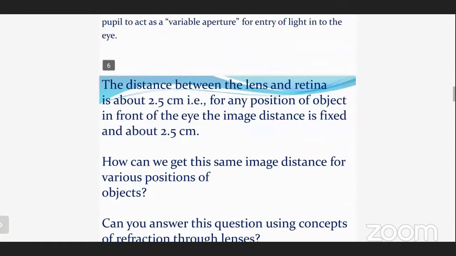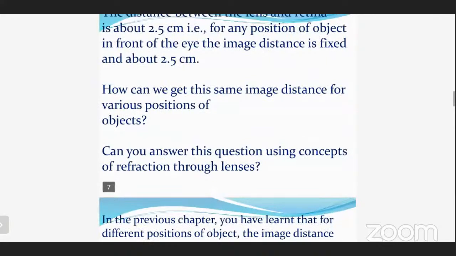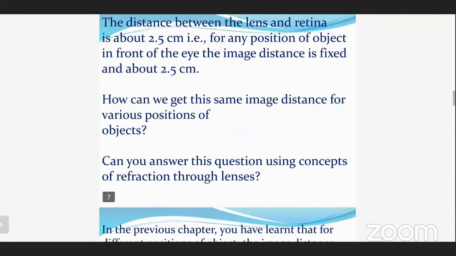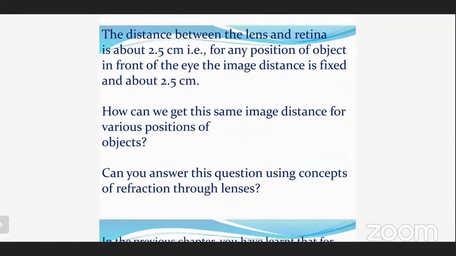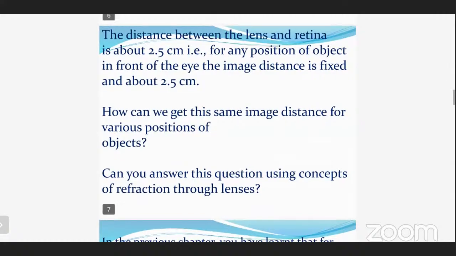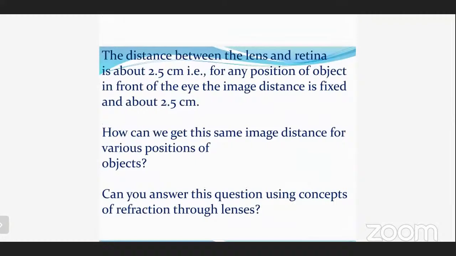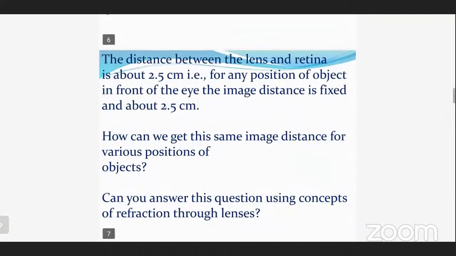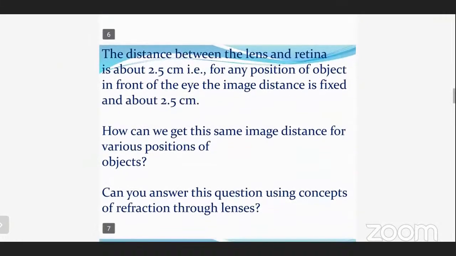And you observe the lens. In our eye we have a lens. The distance between the lens and retina is about 2.5 centimeters. This retina works for image formation. So the retina works as a screen.